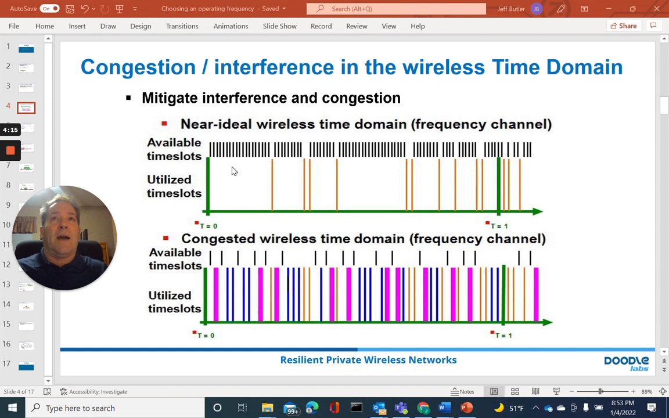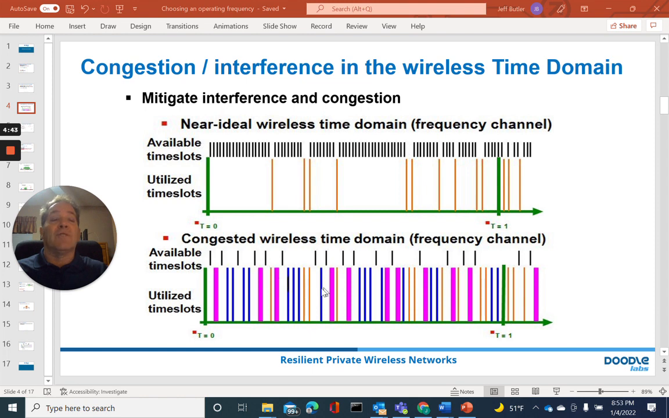So if we look at the first graph, we've got the available time slots here in black. These lines indicate the slots that are available for us to transmit over. And in the lower part of the graph, we see the utilized. The colored lines are the time slots that are being utilized by another operator. So in this particular example here, there are very few occupied time slots. It's a very open channel and would be ideal for us to operate in a band such as this particular scenario here on this particular frequency.